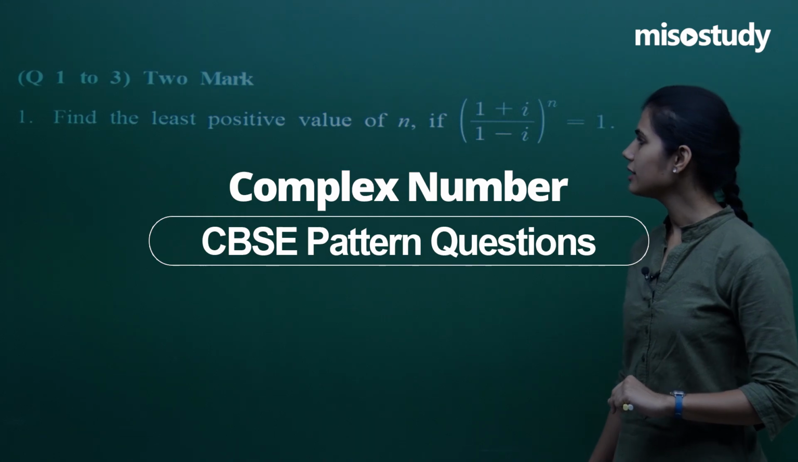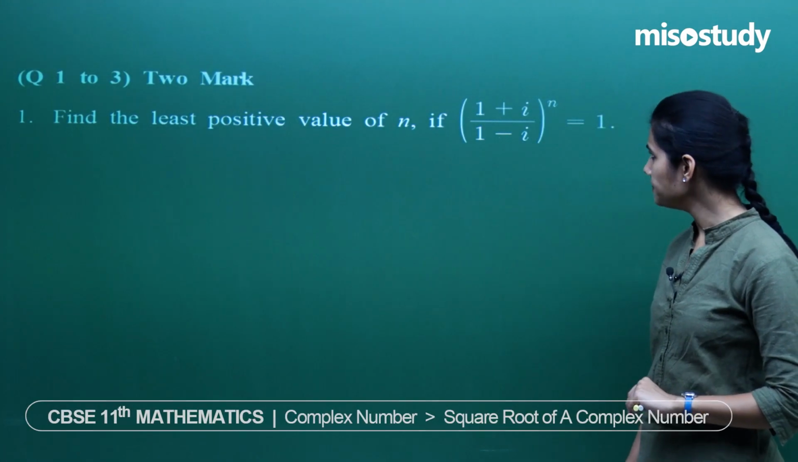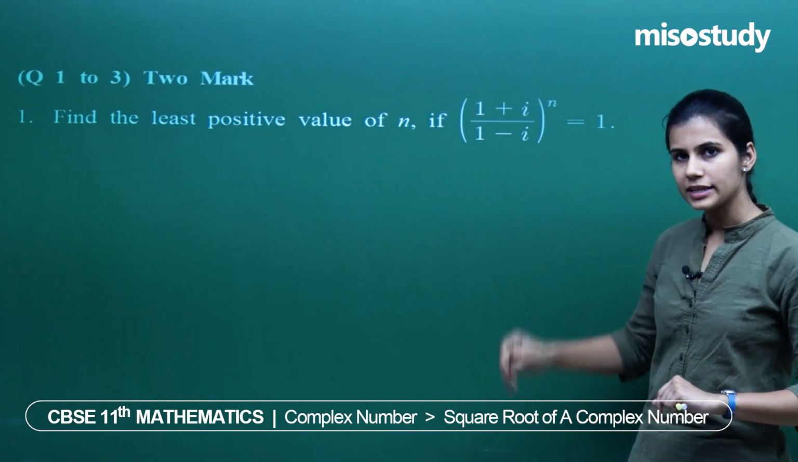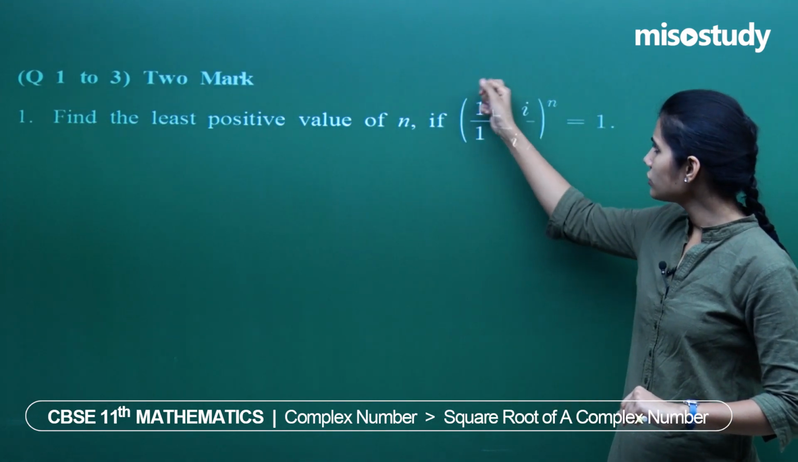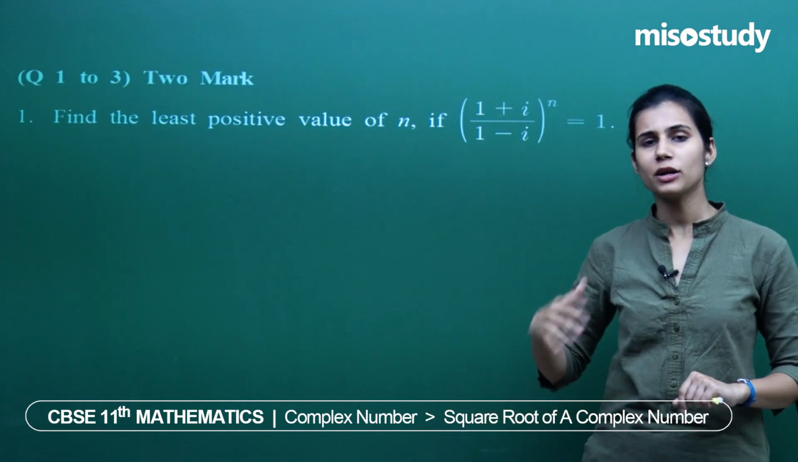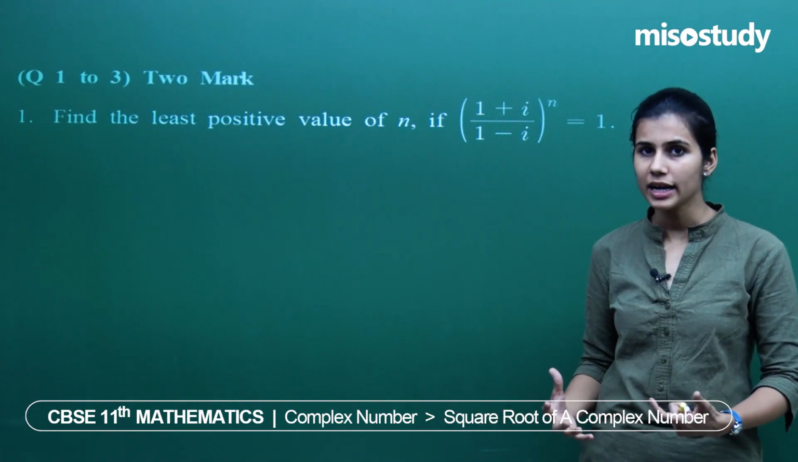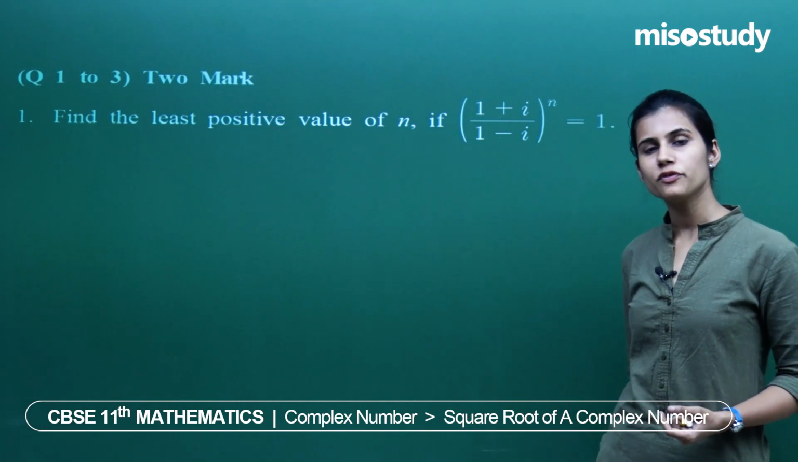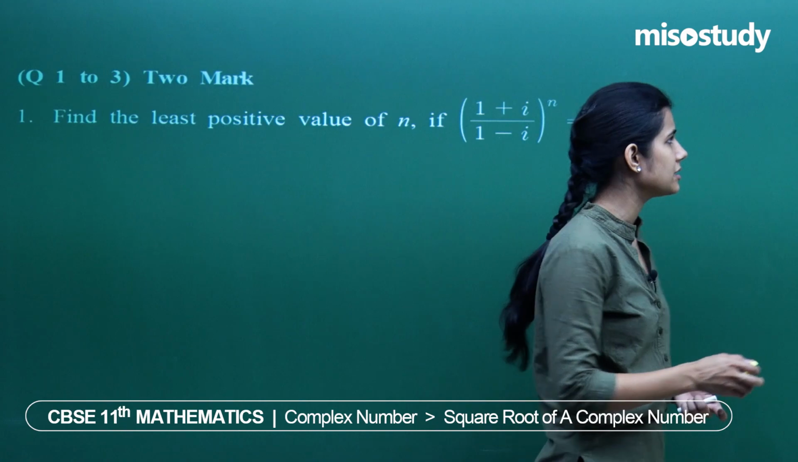First question says find the least positive value of n if 1 plus iota upon 1 minus iota raised to the power n is 1. Now obviously 1 plus iota upon 1 minus iota is representing a complex number with what real part, what imaginary part, we need to decode that, and then we are going to raise it to the power n and find out what is that least value of n for which it gives out 1 as the answer.